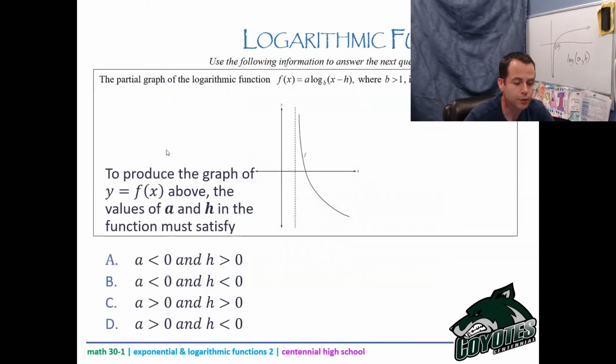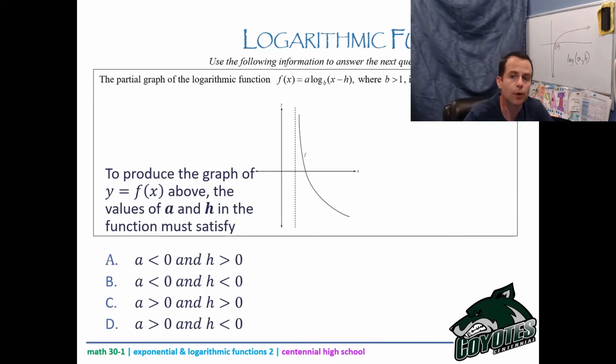Okay, so now this was a released diploma item a couple years ago. The partial graph of the logarithmic function f of x equals a log base b of x minus h, where b is greater than 1, is shown below. So we've got that guy here. Now, to produce the graph of y equals f of x above, the a value and the h value in the function must satisfy what?